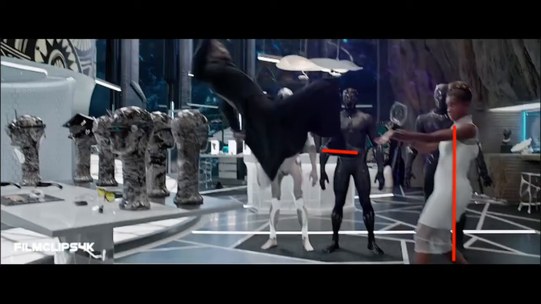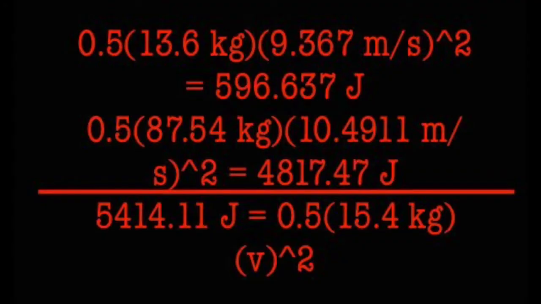My next step was to find the kinetic energy that T'Challa had while flying backwards. To do this, I first found the distance he moved backwards through a similar method, except when using Shuri's height for the y velocity component and his foot size for the x velocity component. Through counting the number of frames it took to reach this moment, I was able to find that his velocity was about 10.4911 meters per second. Therefore, his kinetic energy is 0.5 times 87.54 times 10.4911 squared equals 4,817.47 joules.